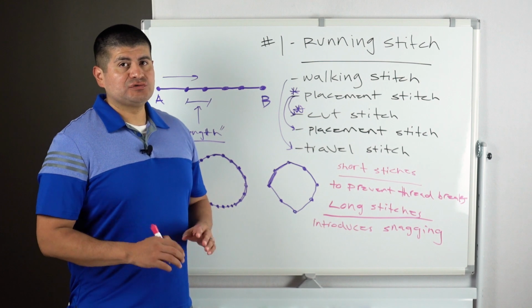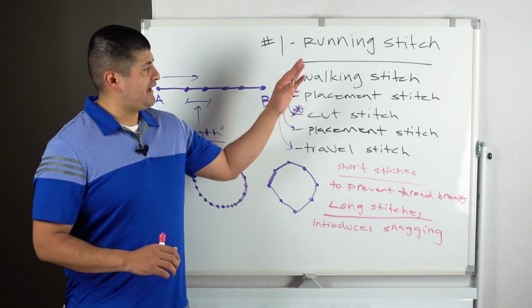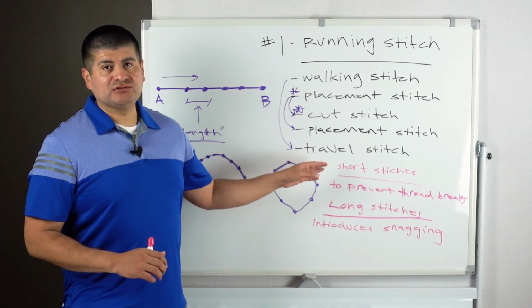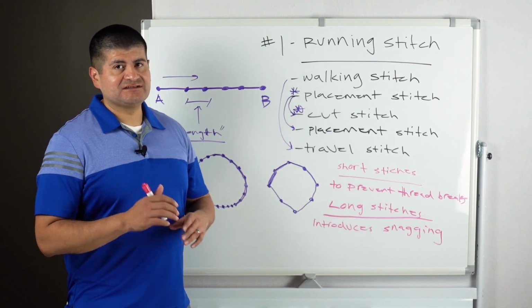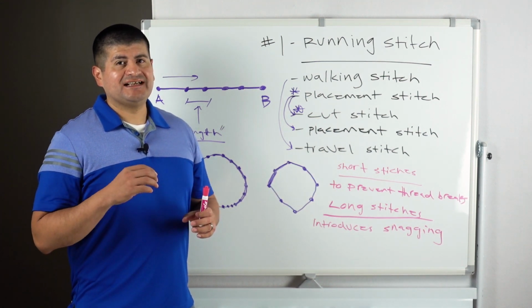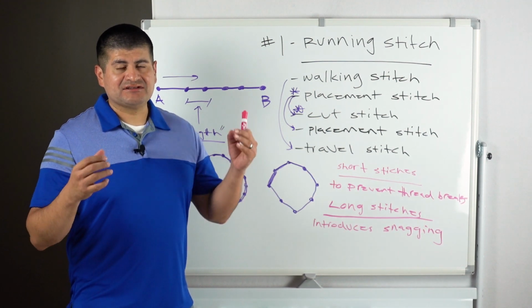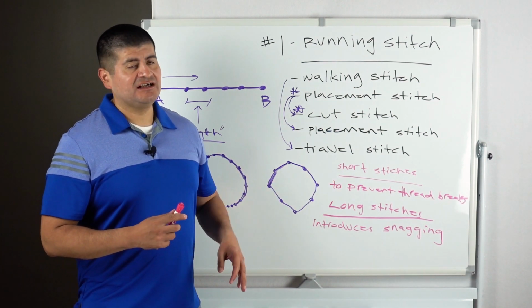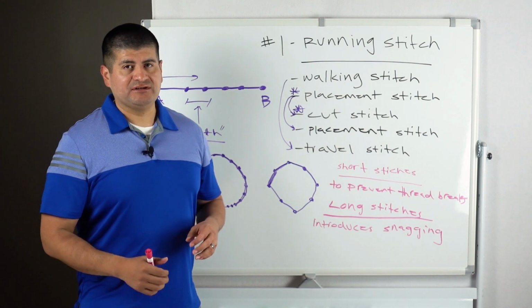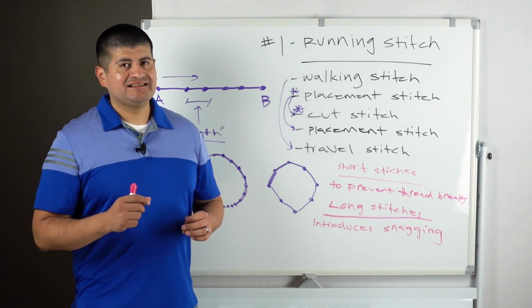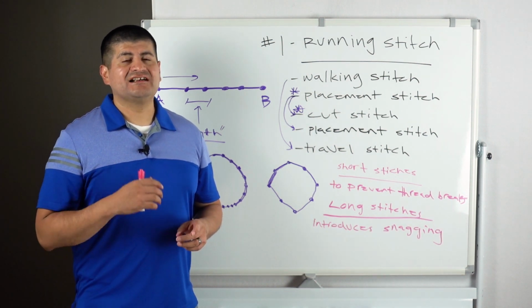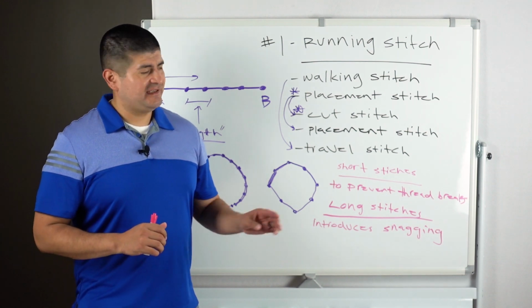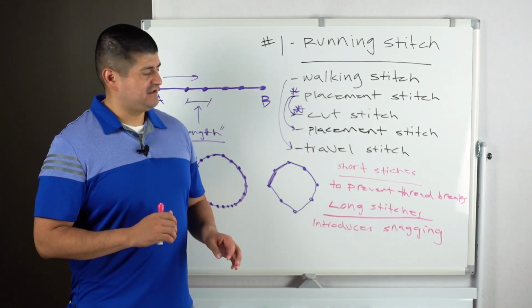Some of the obstacles we want to look out for with our running stitch is too many short stitches. Too many short stitches can introduce a lot of heat and friction, since our stitches are so close together. We might start receiving thread breaks at that point. So if there's a certain area where you're constantly getting thread breaks, take a look at any of your short stitches.